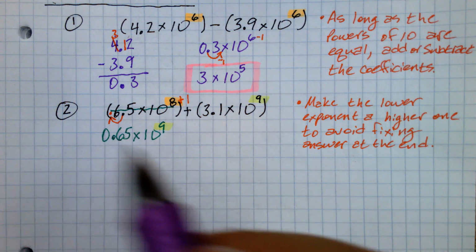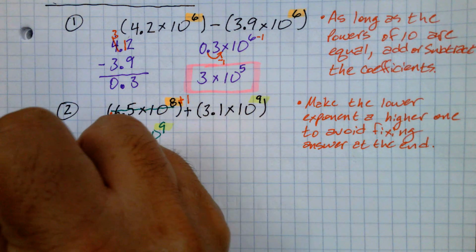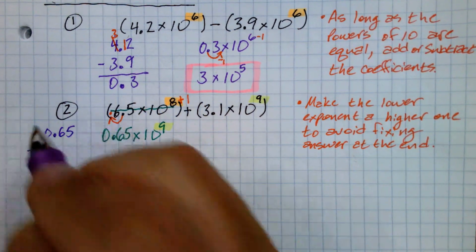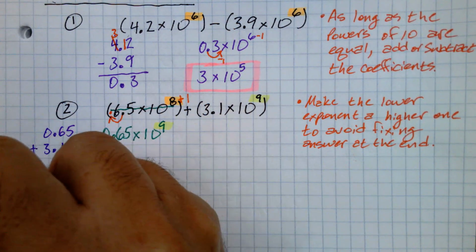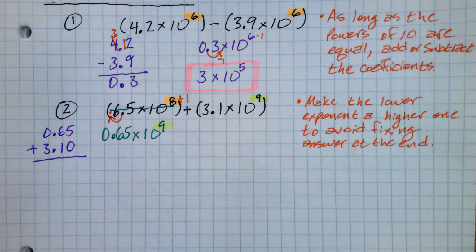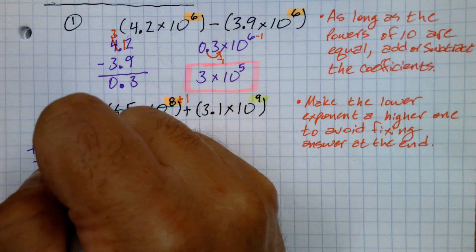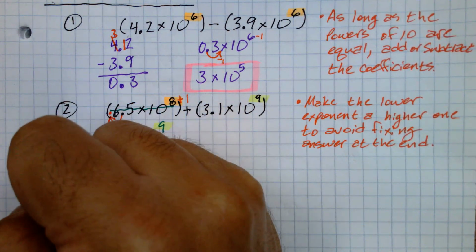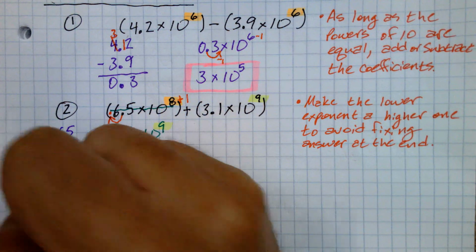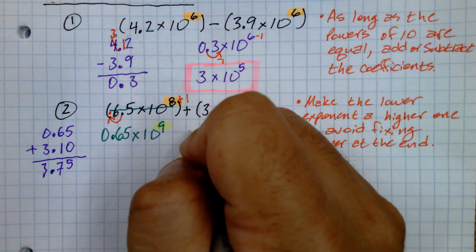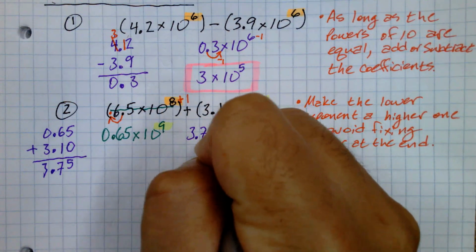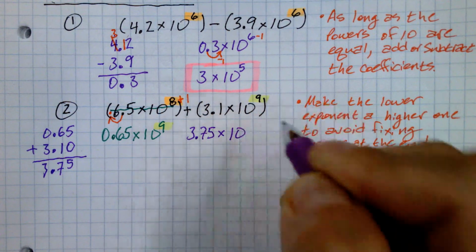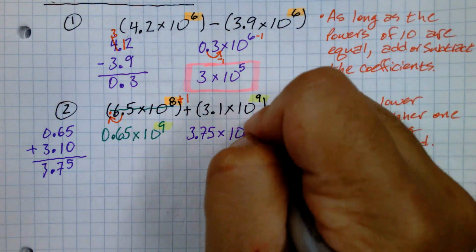I'm going to add those numbers. 0.65 plus 3.1. And I'll put a 0 there as a placeholder. And let's see what we get. That's 5. 6 and 1 is 7. Bring down the decimal. 0 and 3 is 3. 3.75. So I'm going to end up with 3.75 times 10 to the what power? 9.